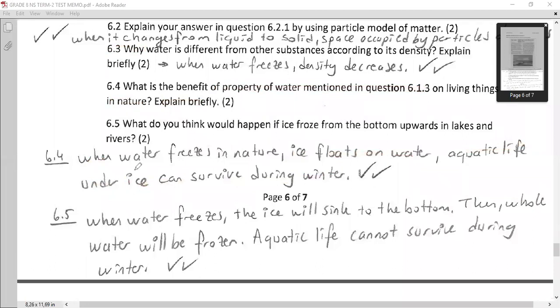As a natural science student, what we need to say: aquatic life can survive under the ice, because ice is going to float. It's going to start an isolation. And then why is it not? Because water is very important for aquatic life. Animals and plants cannot survive without water. Yes, but they also cannot survive when they are frozen. It's not possible.